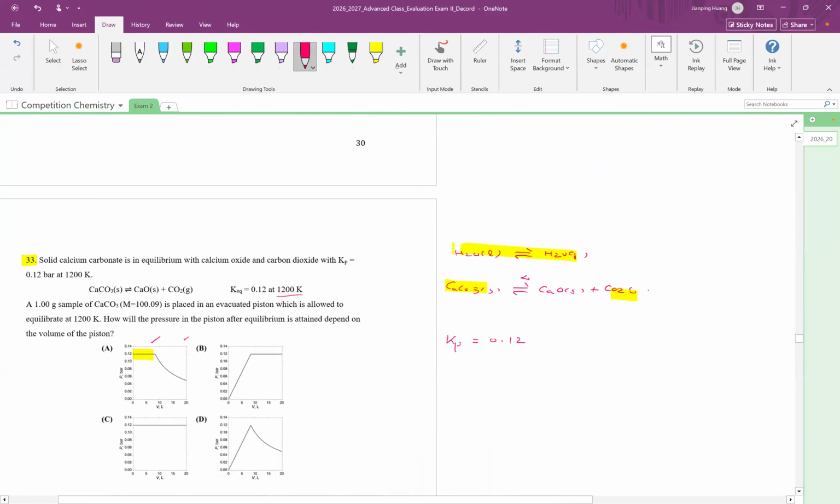So, the temperature is the same. Here it's a solid, here it's a solid. Now, the equilibrium constant Kp equals what? It equals the pressure of CO2, equal to 0.12 bar. Bar is okay. Now remember, I'm going to repeat: as long as the solid calcium carbonate is present, as long as both are present, the pressure will not change.